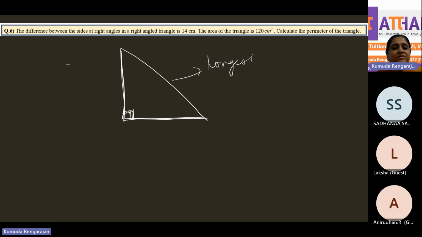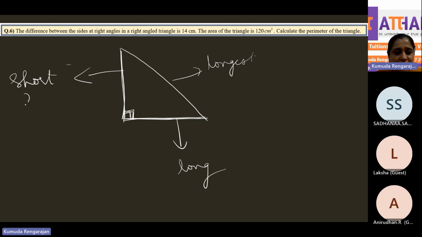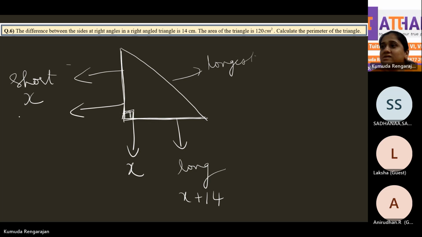Okay, we'll fix that this is the shorter side, and we'll fix that this is the longer side. If you call this one x, then the longer side will be x plus 14. If you call the longer side x, then what will be the shorter side? X minus 14. Whatever is the longer side, minus 14 will be the shorter side. So there's no confusion there.